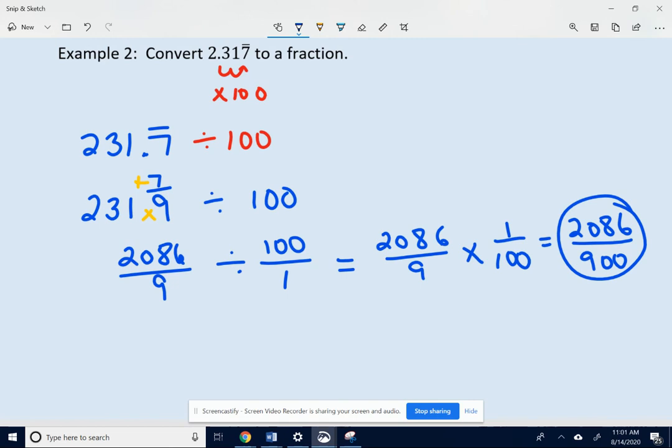The only thing different about this problem than the other is we had to move the decimal 2 to the right at the beginning, which is multiplying by 100, and then we had to divide by 100 to cancel that out, to balance that out.